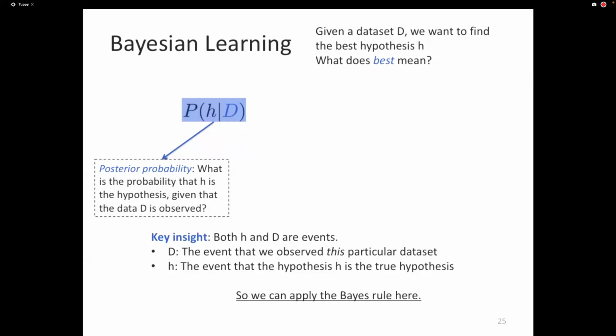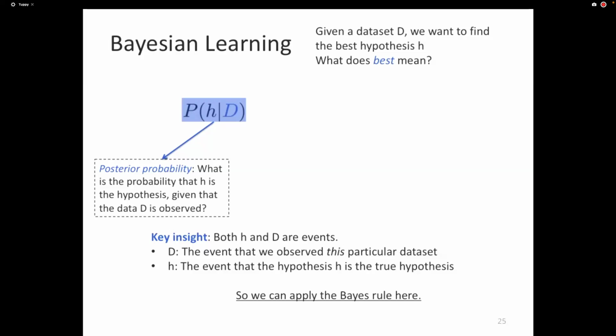Now, the cool thing that takes a little bit of thinking to appreciate is that both H and D are actually events. Little h is the event that among all the hypotheses that exist in the hypothesis space, this particular one is the true hypothesis, the one that nature chose, or the one that nature uses. Capital D is the event that among all the data sets of this size that could exist, this is the one that we observe. Both of these are events, and that's why we can write this probability distribution.